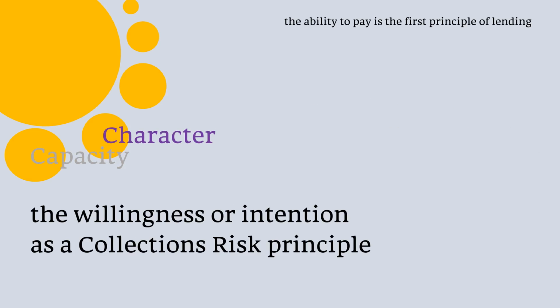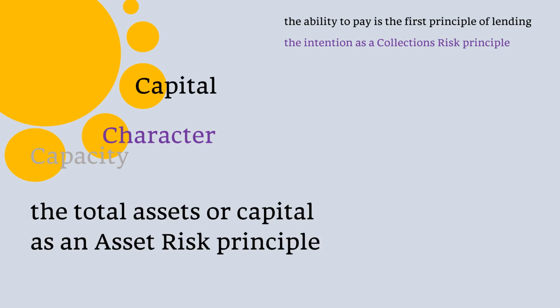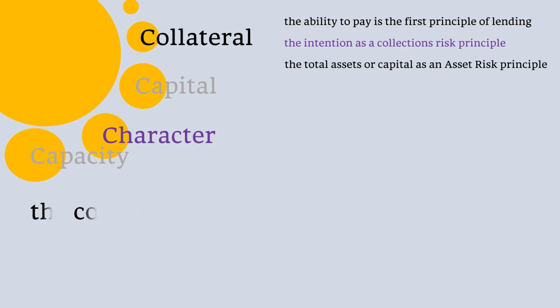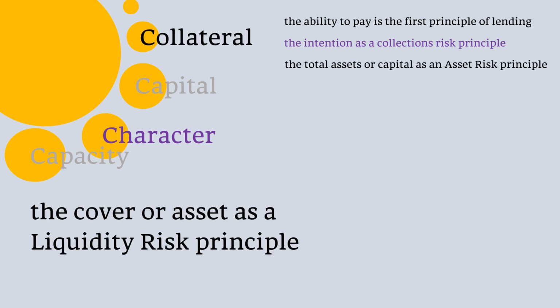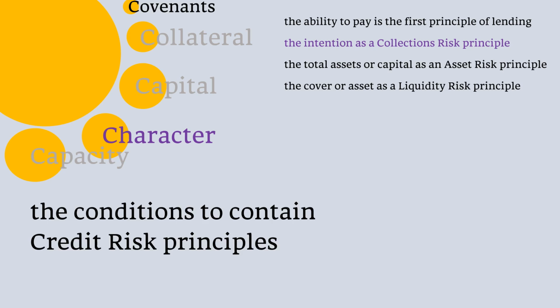Character is the second pillar. It is the willingness of intention as a collection risk principle. The third is capital, which is the total risk or capital as an asset risk principle. The fourth is collateral or the cover or asset as a liquidity risk principle. The fifth is covenants or the conditions to contain credit risk.